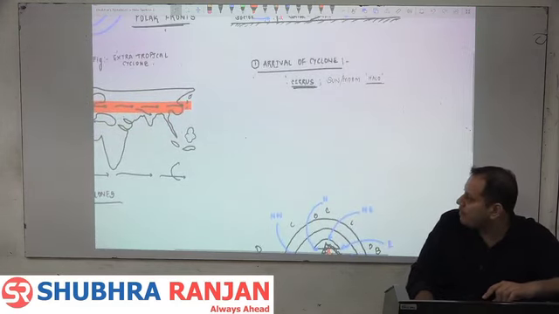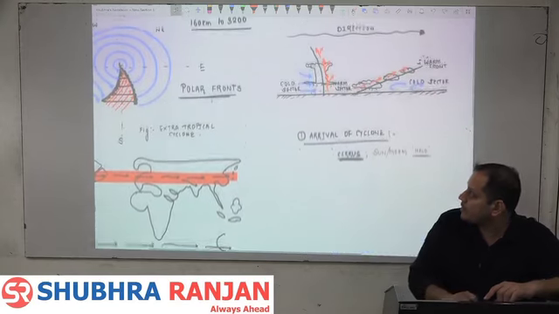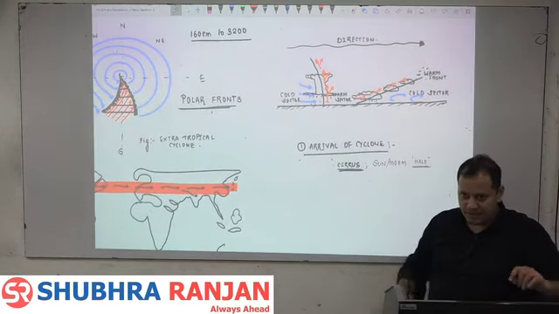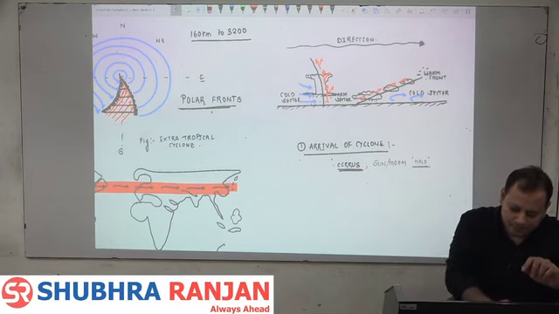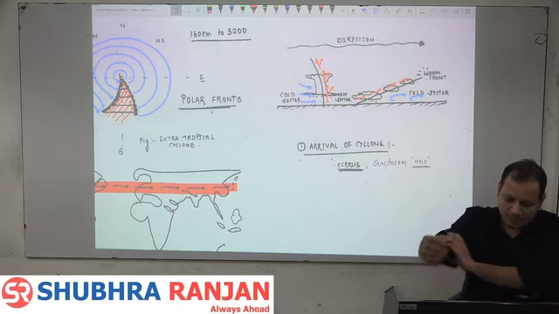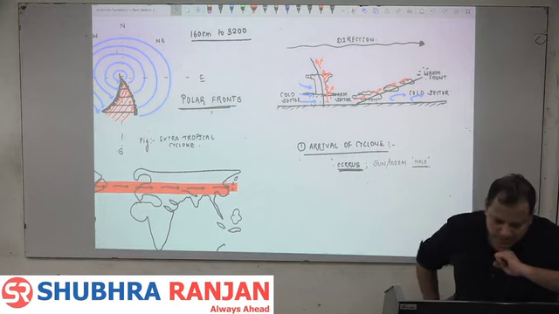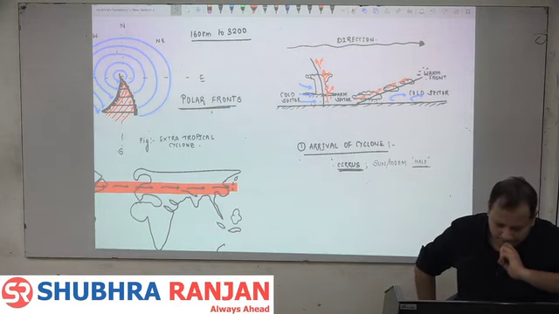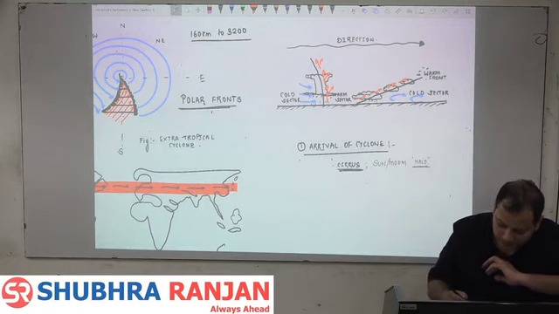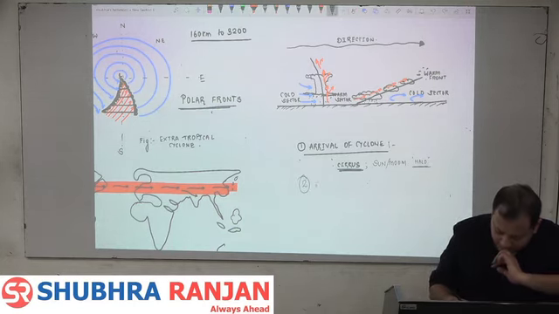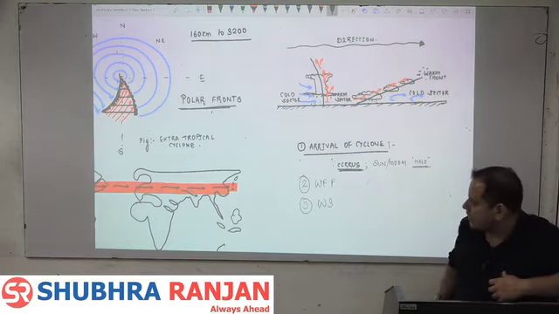Next, what will come after this? Warm sector. Temperature increases. There is a sudden change in the wind direction.